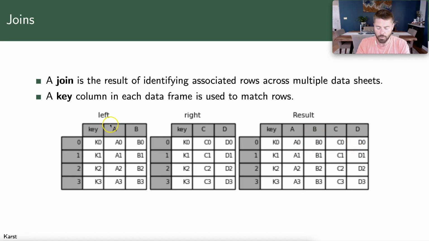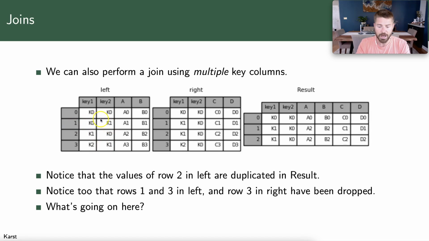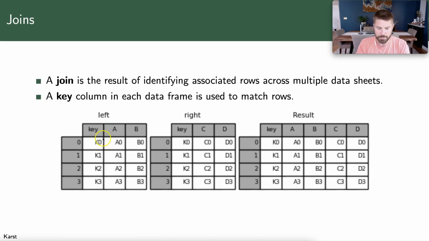How does this work? What's happened here is it's identified the fact that the key is shared. So we've got K0 here, K0 here. It's going to say, okay, I see the same key in both places, and therefore I'm going to put these things in the same row. I see the same key, K1 here, and so I'm going to put A1 and B1 in the same row as C1 and D1, and so on and so on.